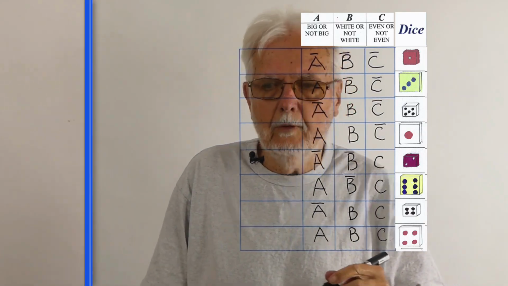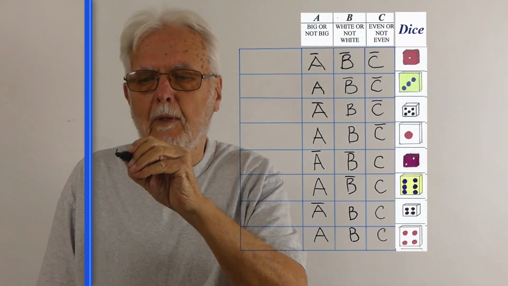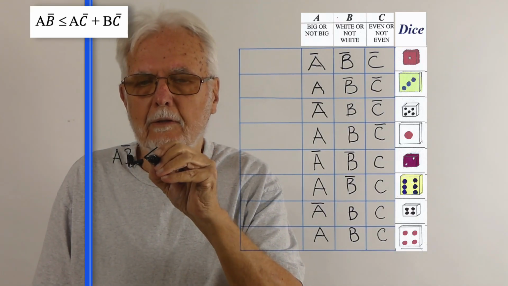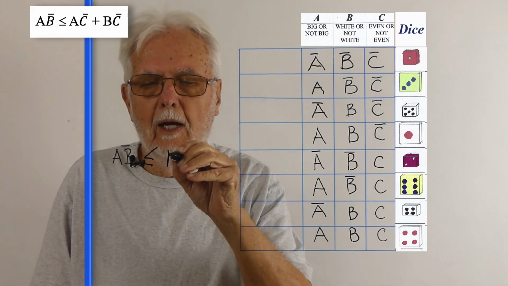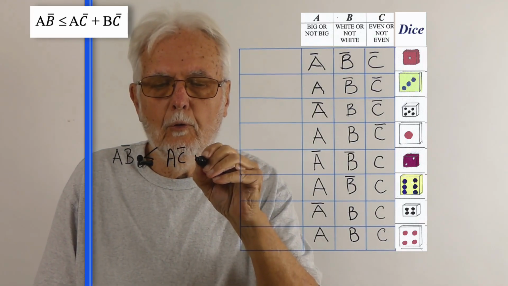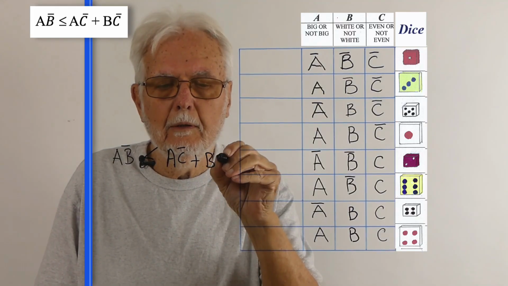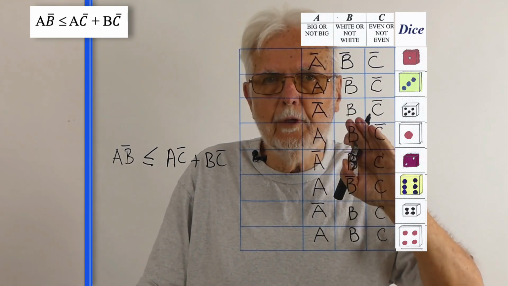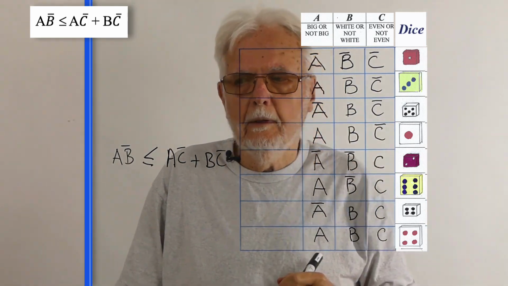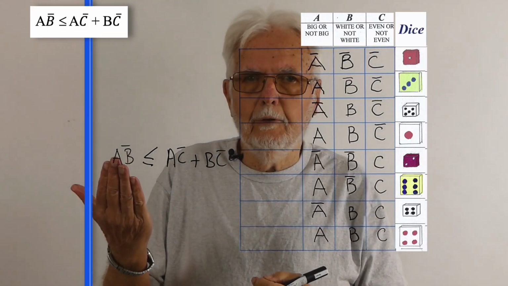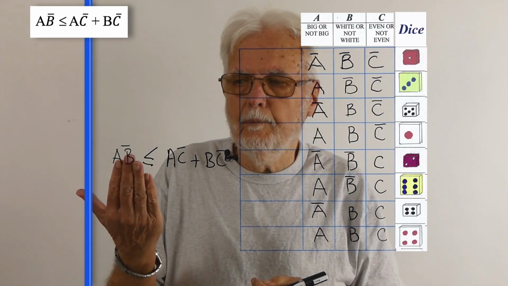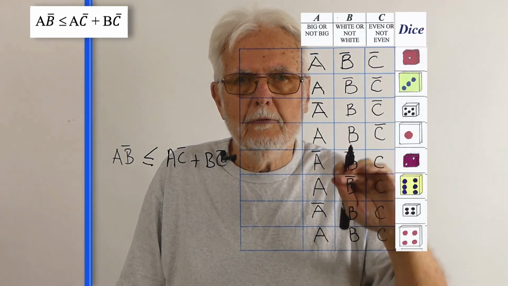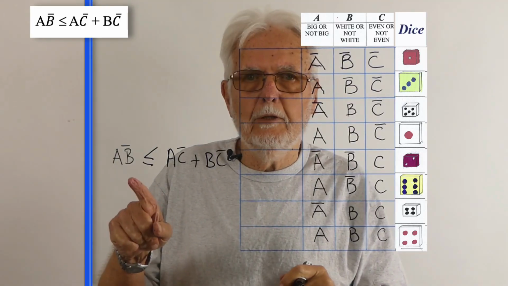Now Bell's theorem, or Bell's equation, looks like this. A, not B, is always less than or equal to A, not C, plus B, not C, with the bars on the top of all of these representing not. Now, the trick is that we've got 2 variables here and 3 in the table. So the rule is, if it's not in Bell's equation, we'll leave it off.